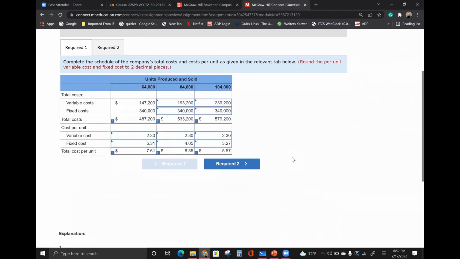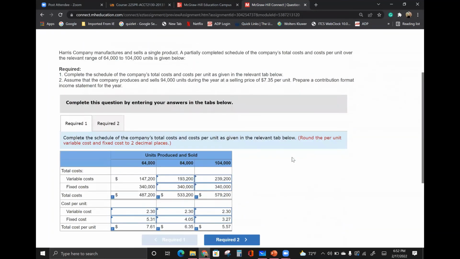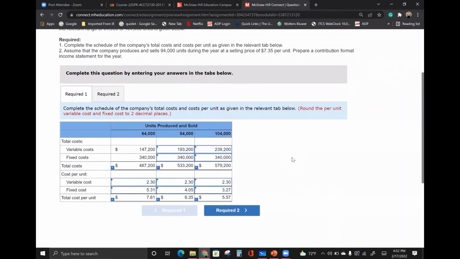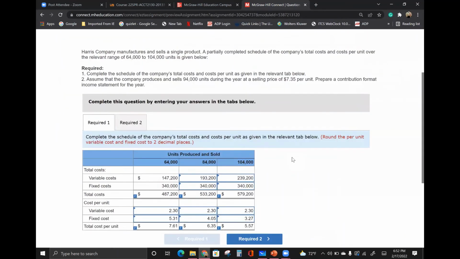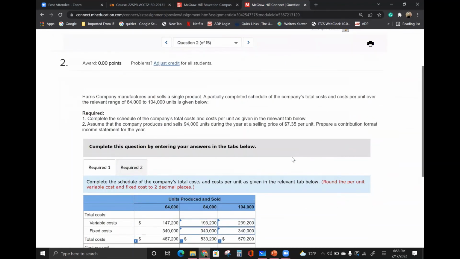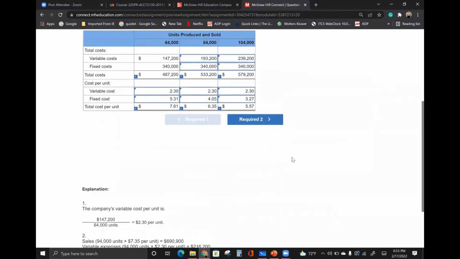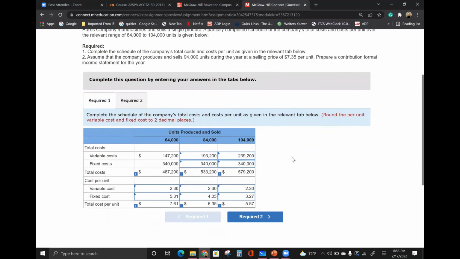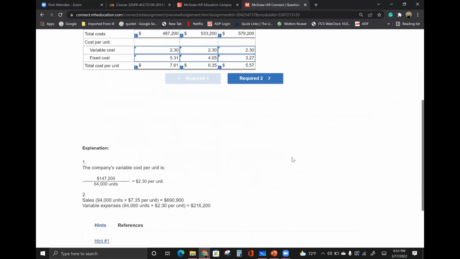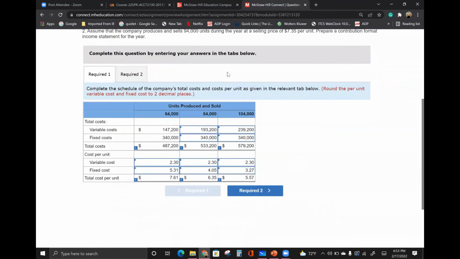All right, so we have our variable cost. It's got selling price $7.35, and it's got our sales at 94,000. I was trying to figure out where it gives me the per unit. We have to figure it out. So I'm thinking that they're giving us this because they're not highlighted in blue, and I don't see anything up here.